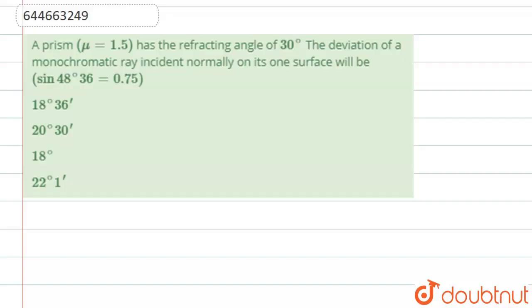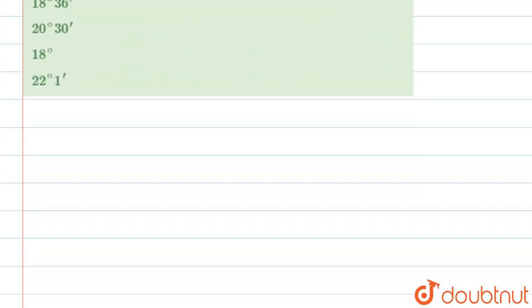Well, hello students. Now we're going to see this question. The question says that basically a prism of mu equal to 1.5 has the refracting angle of 30 degrees, and the deviation of a monochromatic ray falling normally on one surface will be. Okay, so basically we need to find the deviation of the ray.